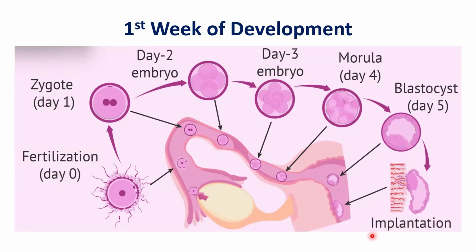So we'll go to the first week of development. For this first week of development, you have day 0 being fertilization. Day 1, you'll have the 2-cell stage. Then day 2, the 4-cell stage. Day 3, you'll have the embryo. Day 4, you'll have the morula. And then you'll have the blastocyst. So this time you'll have the early blastocyst and then the late blastocyst, which happens during day 6. Implantation happens around day 6, day 7, as you can see here. So you can see fertilization on day 0, then it starts to move. Remember, fertilization only happens in the ampulla.